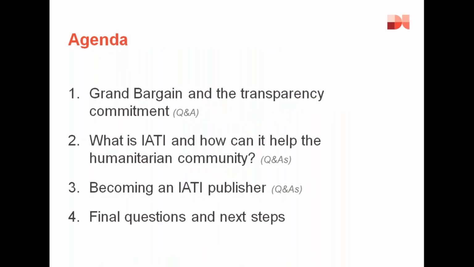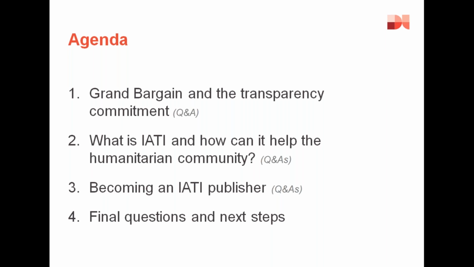So if we move on to the agenda, in the first part of this session, we'll provide an overview of the Grand Bargain process, as well as a specific commitment on transparency that was made at the World Humanitarian Summit in May 2016. We'll also update you on how we'll be working with Grand Bargain signatories on monitoring the commitment on transparency, and explain how this links to other initiatives in the sector.